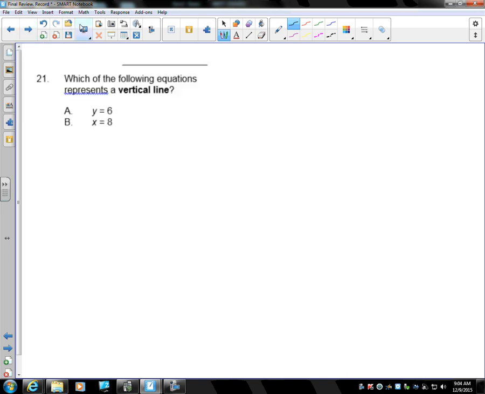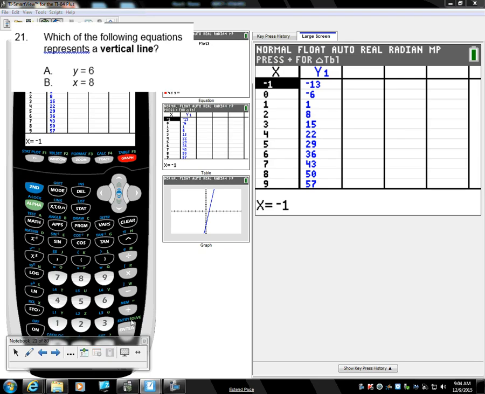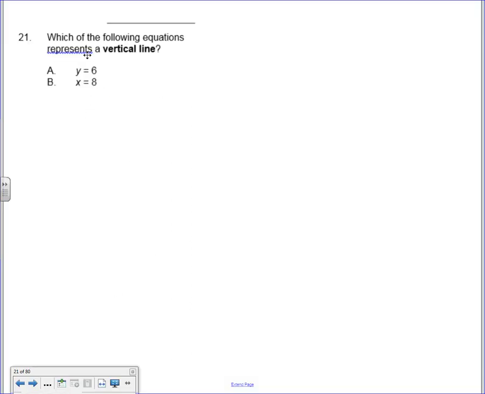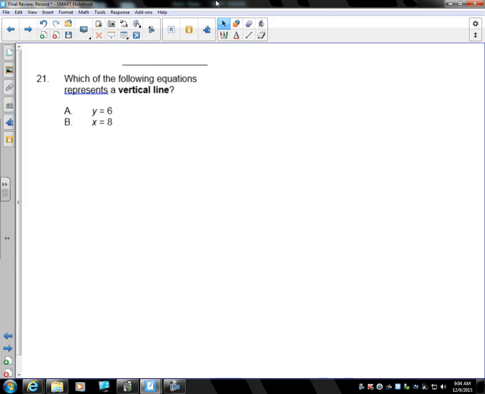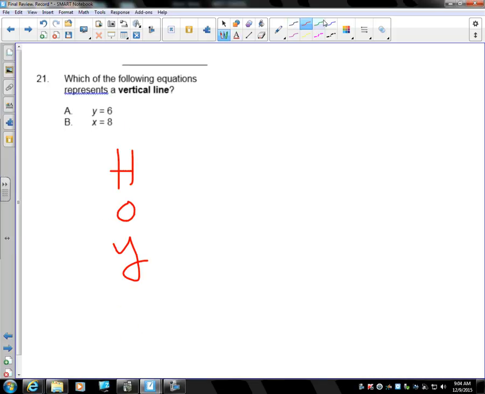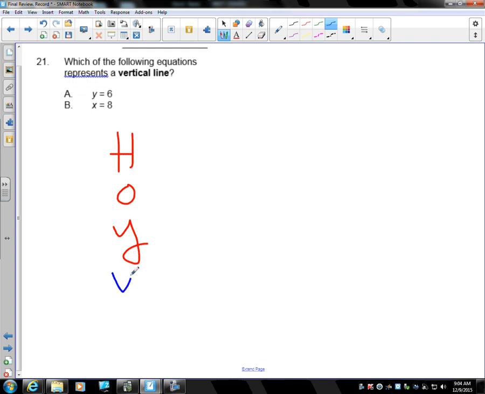Number 21. Which of the following equations represents a vertical line? So we talked about a little saying called HOY. And then the second part of that saying was VUX.